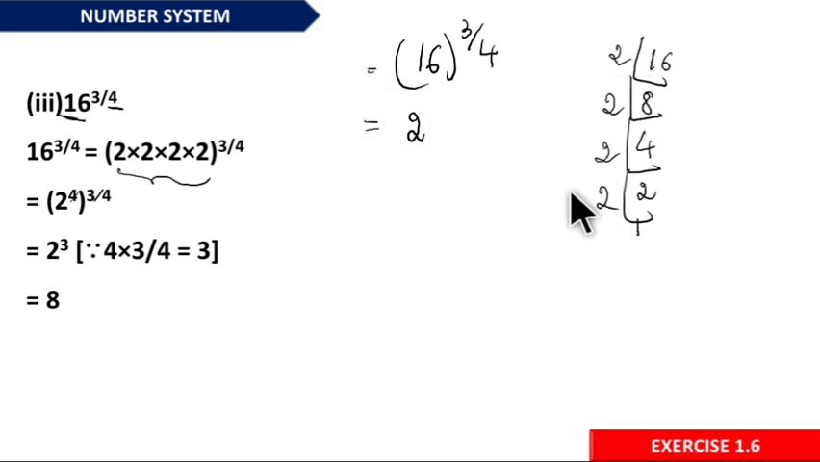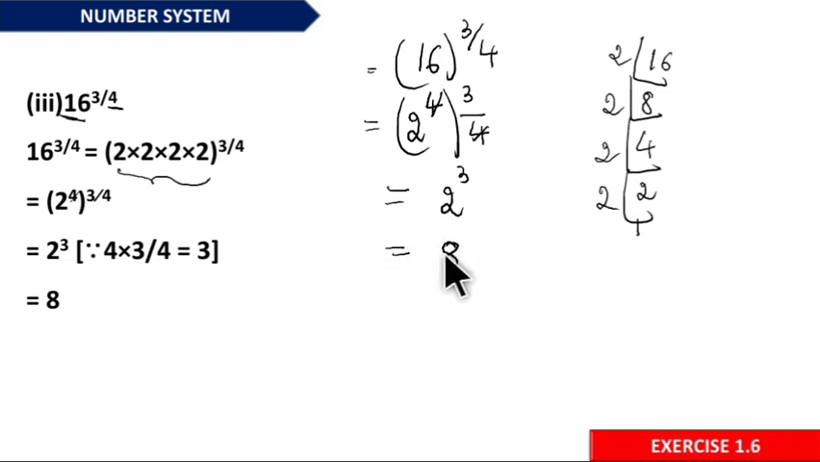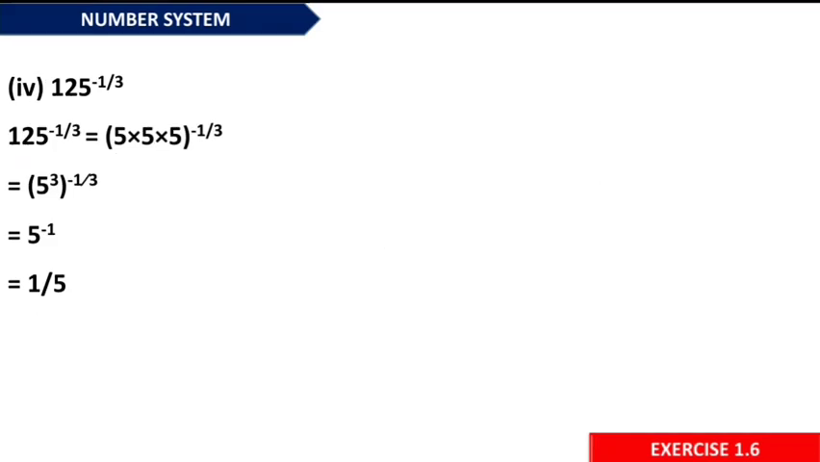4 times we are having 2, so we can write 2 to the power 4. Then this power is 3/4. Therefore the 4s cancel, remaining is 2 to the power 3. What is 2 to the power 3? 2 to the power 3 is 8. This is the answer. If you find this method easy, you can follow this method.